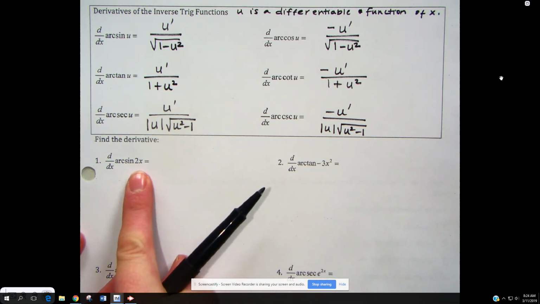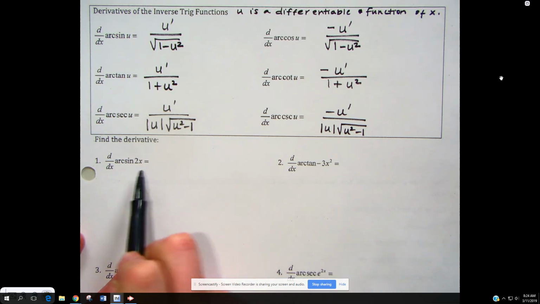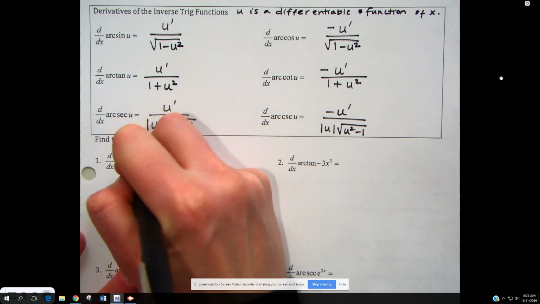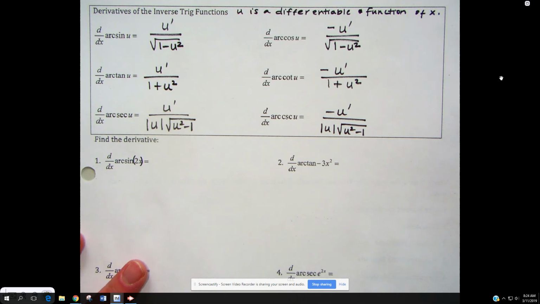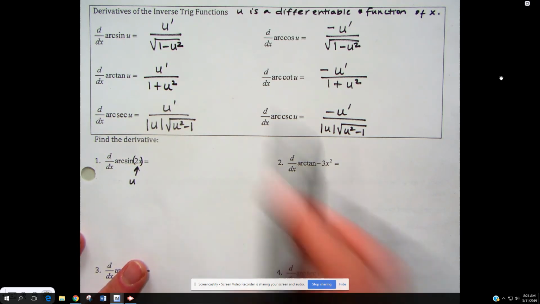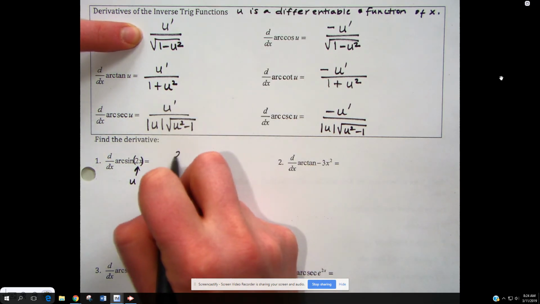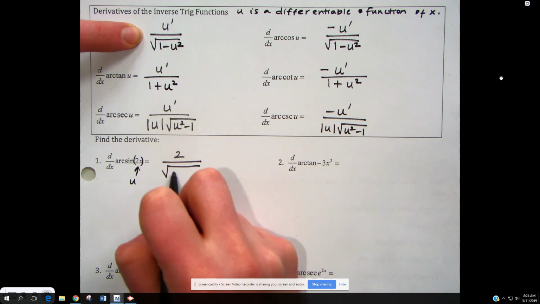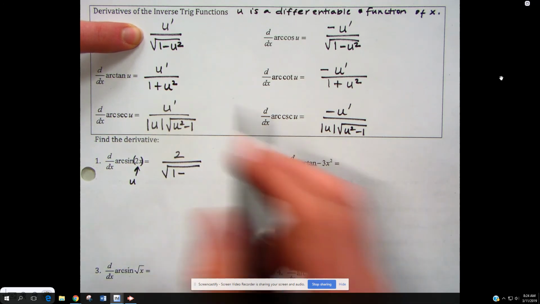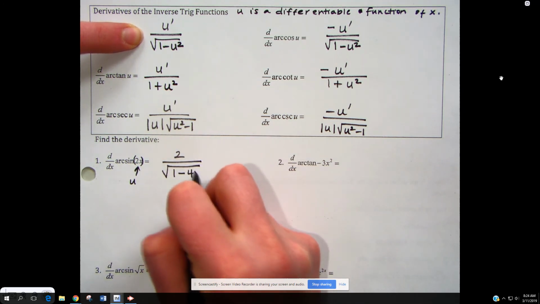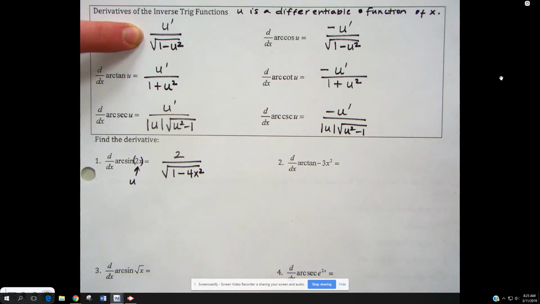Here we have a nice basic example, a really easy u value. The part that's inside of our arcsine is the 2x, so that would be my u value. Focusing on that first formula up here, I could simply write the derivative of 2x being 2, and then I would have the square root of 1 minus, and when I square it, don't forget product to a power. You've got to square both pieces. So once they're memorized, they're pretty easy to work with.